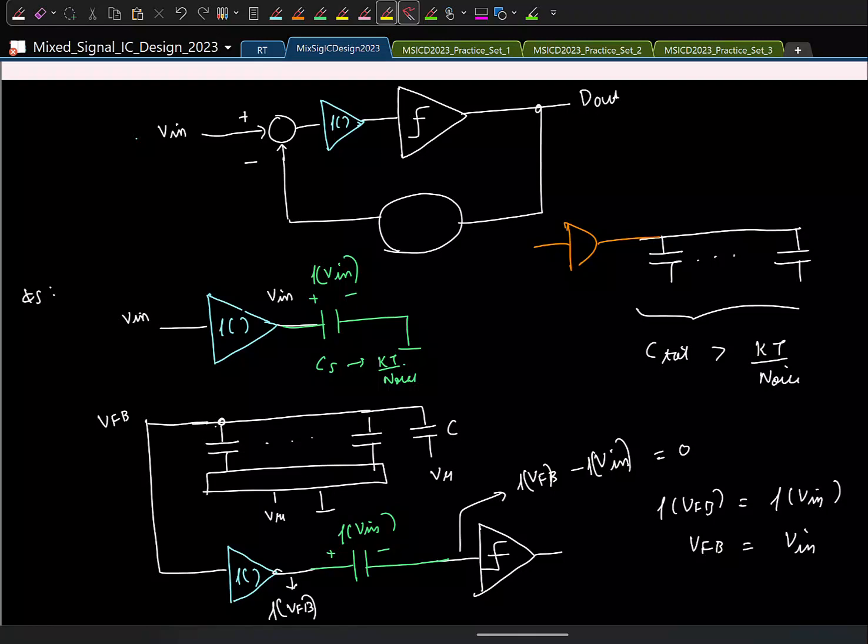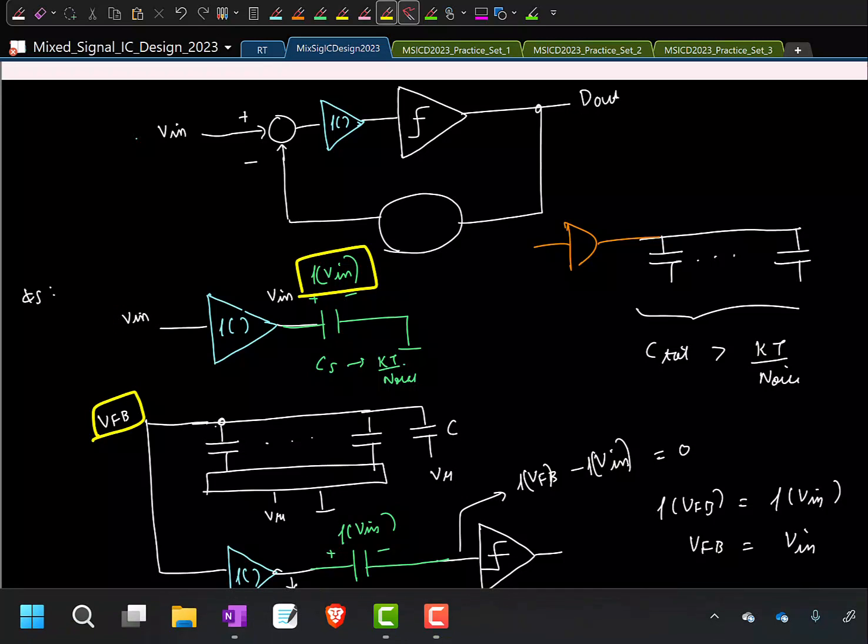But in practice, do you think we'll be exactly able to cancel this, or do you foresee something? Obviously it will not exactly get cancelled, right? But where is the catch? We are getting VFB equal to V in only if these two are equal. So here I have assumed that the input sees some nonlinearity f, and the feedback signal sees the same nonlinearity.